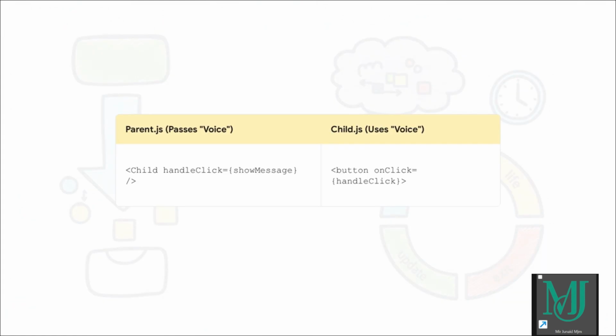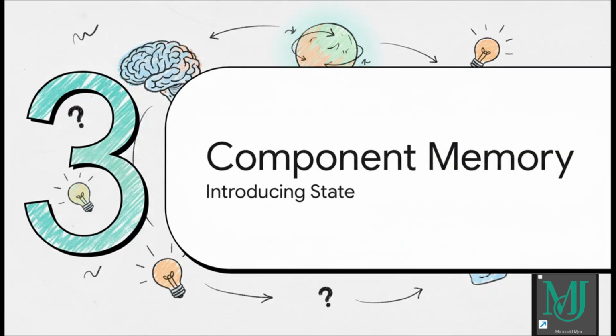Okay, look at this. The parent on the left creates this function showMessage, right? Then it bundles it up and passes it down as a prop called handleClick. The child component grabs that handleClick prop and just hooks it up to its button's onClick event. So what happens now when you click that button in the child? You're actually running the showMessage function that lives all the way back up in the parent. The child now has a voice, it can talk back.